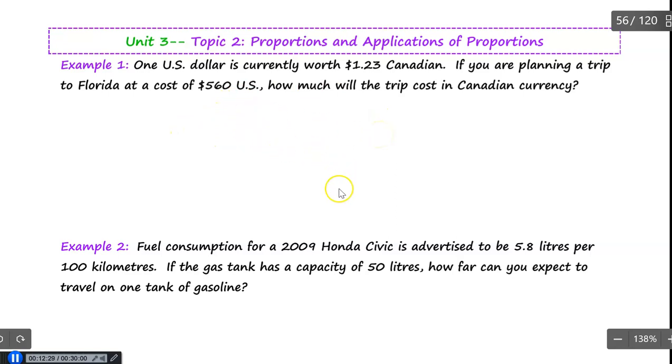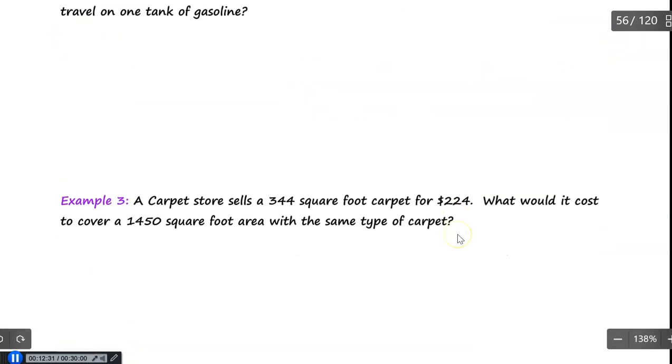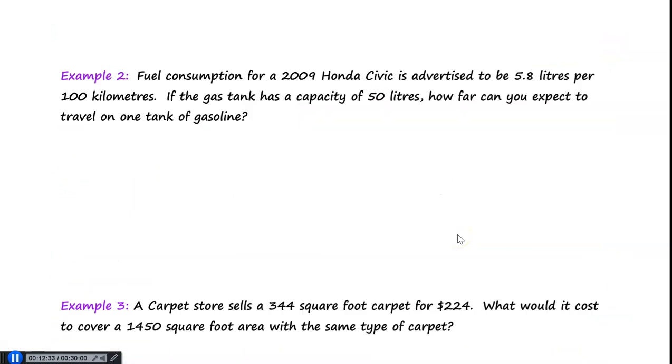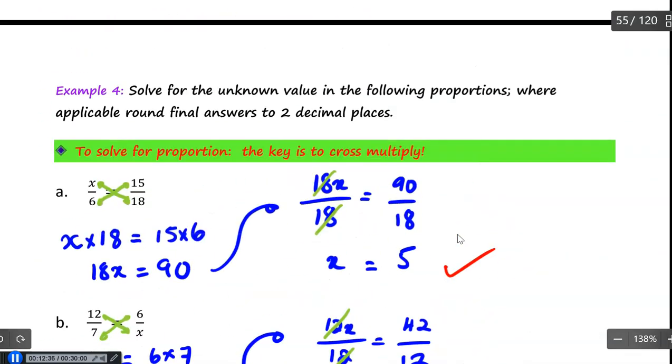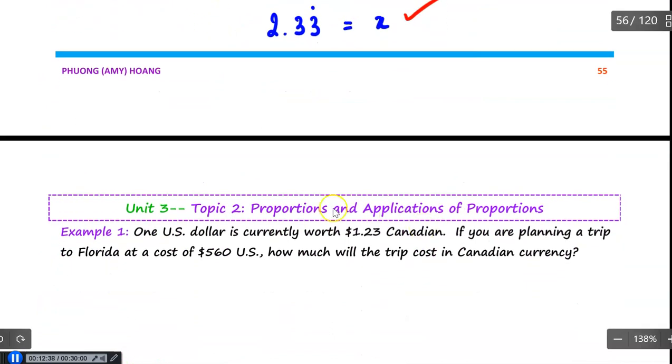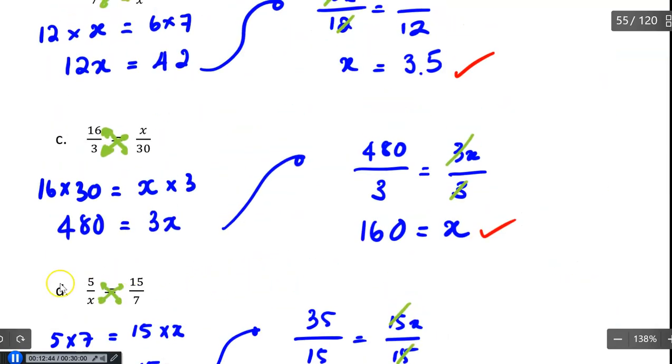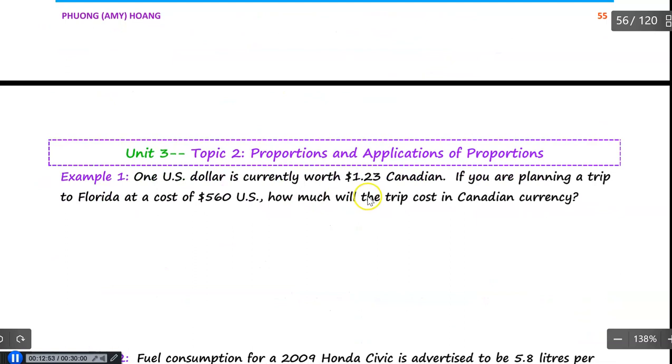Okay, so now we are going to deal with word problems. Basically, what you have to do is figure out the unknown, what you need to solve for in this word problem, and you form a proportion with the unknown x, then you apply the concept of solving for proportion to solve for your unknown.